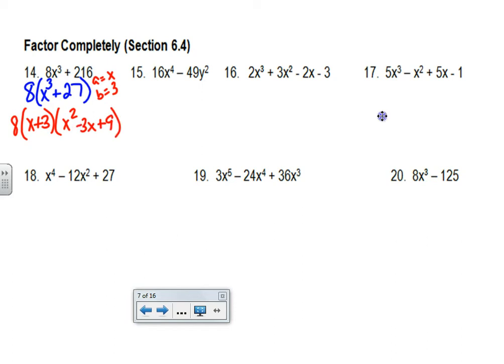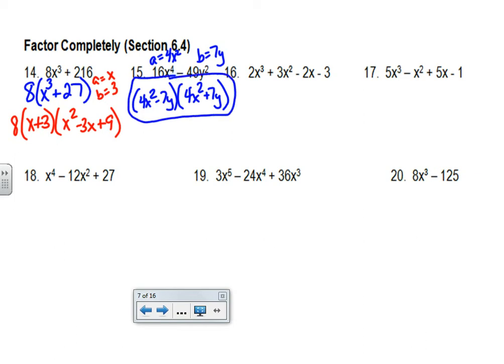Okay, number 15. There's no common term, but I do notice that both of these are perfect squares. So if I square root both of these, the A is going to be 4x squared, and the B is going to be 7y. And I plug that into the A plus B, A minus B pattern. Any order does not matter. And you do have to be a little cautious that there's not a difference of perfect squares that pops up again. For instance, this part, it is a difference. The first one's a perfect square, but the second one's not. So this is actually the final answer to that factoring question.